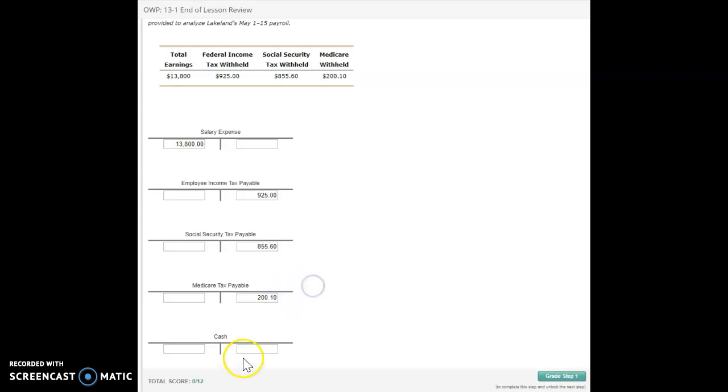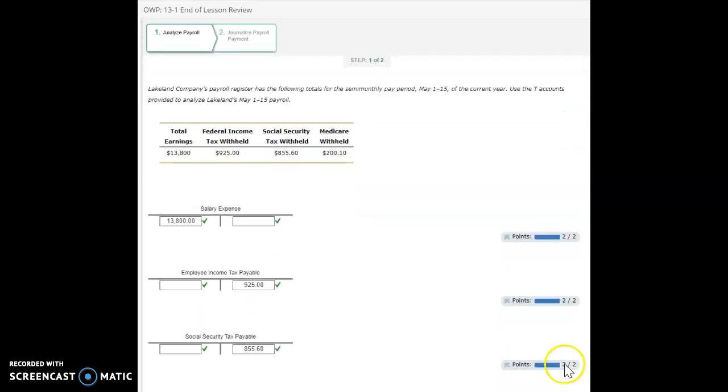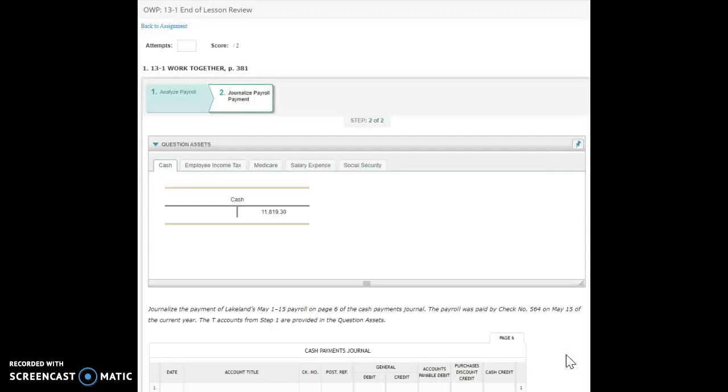$210. Okay, cash is going to be that salary, the total earnings minus these expenses. Okay, so I'm going to take 13,800 minus 925 minus 855.60 and minus 210 to get, again, a credit of 11,819.30. So then I can hit grade step 1. Okay, all are correct. Next step.